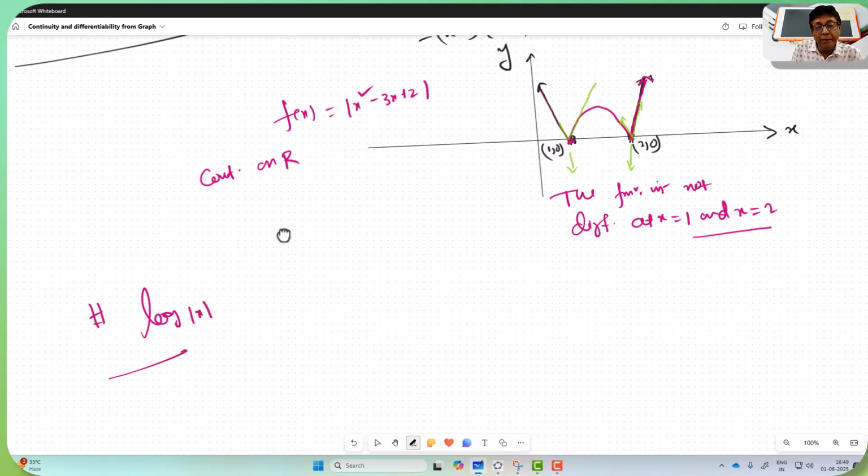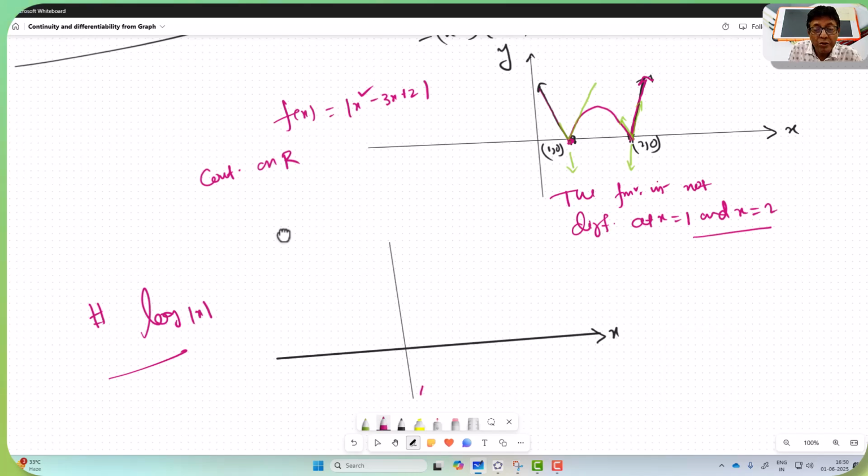Log of mod x graph you can draw easily if you know the graph of log x. Log x graph, you know, it will intersect the x-axis at (1, 0). Okay, this is y equal to log x for any base. We are taking e base. Then how to get the log of mod x graph?